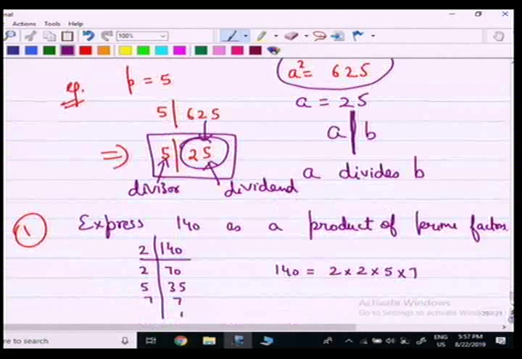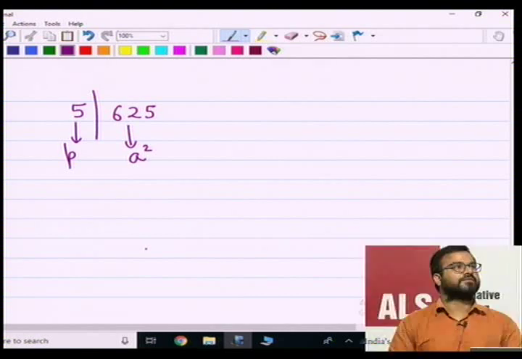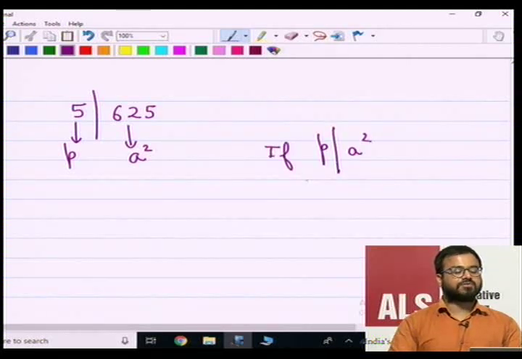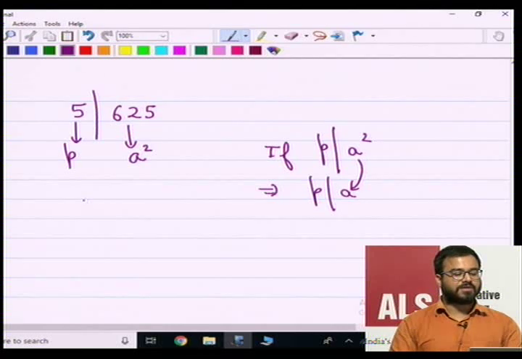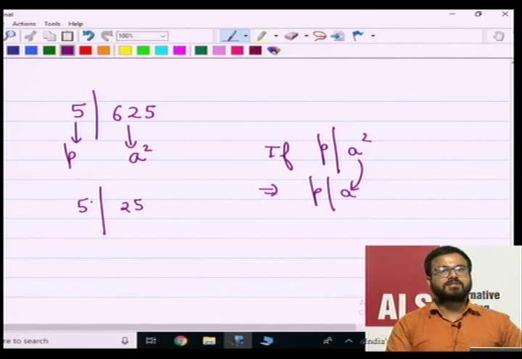Let's take one more thing. Here P is 5 and A square is 625. It is written, if P divides A square, it implies P divides A. So here A is the square root of A square. The square root of 625 is coming out to be 25. It is not coming by dividing 625 by 5. This 25 is the square root of 625.